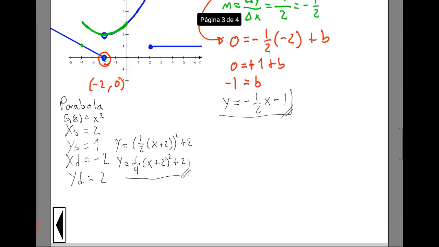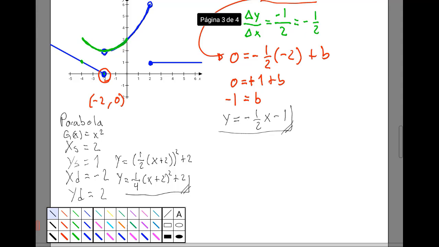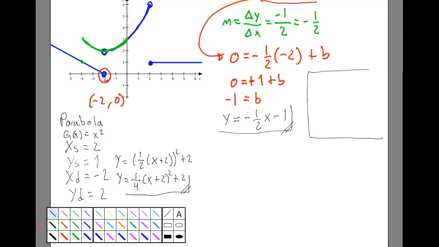Finally, let's find the other line, that is a constant. I'm going to write it in this space here, because we don't need a lot of space. Constant. For the constant, we know that the value is 1. So that means that the formula, let me rewrite it, is y equals 1.